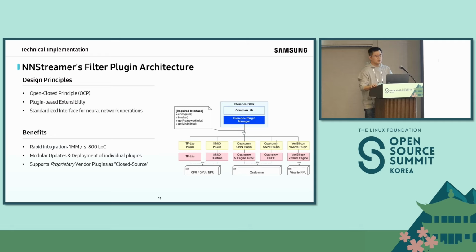This implementation provides several key benefits. First, we can rapidly support a new hardware accelerator without impacting the existing implementation. New developers can add a new plugin using less than 800 lines of code within a month. Second, each plugin module is a shared object, so it can be independently updated and deployed. And lastly, we can integrate plugins from proprietary vendors as closed source, which allows them to keep their code private.